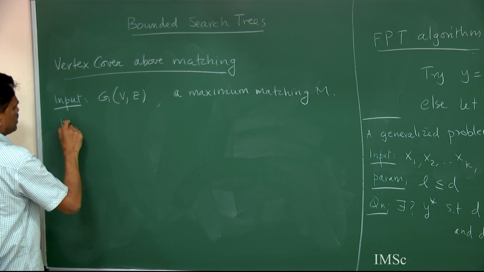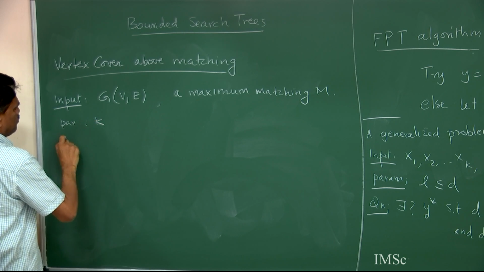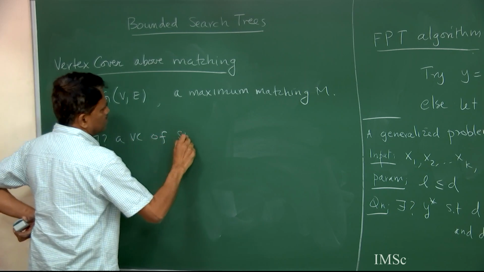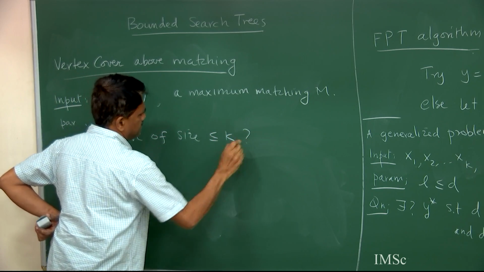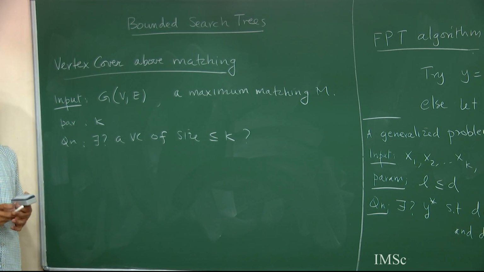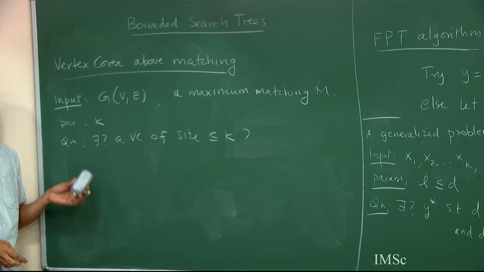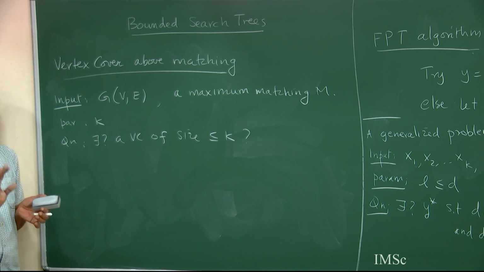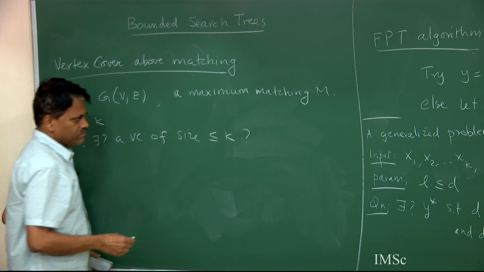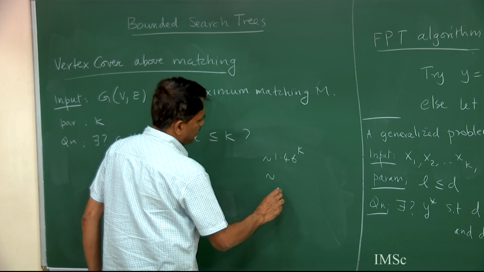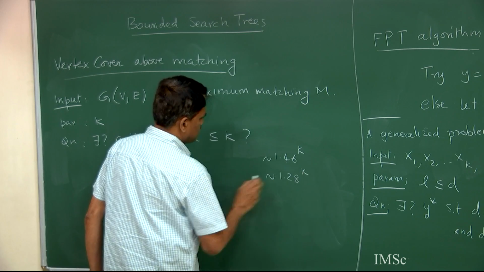And the parameter is k, and if you ask the question, does there exist a vertex cover of size at most k, if this is the problem, we know how to solve it. Even if I did not give you the maximum matching, just to find whether there is a vertex cover of size at most k, we have very good FPT algorithms whose running time, what we saw was something like 1.46 power k, but I also told you that there are better algorithms with running time of this type.